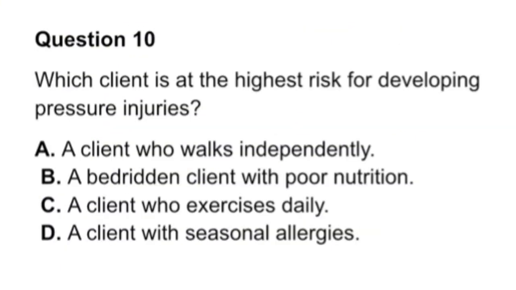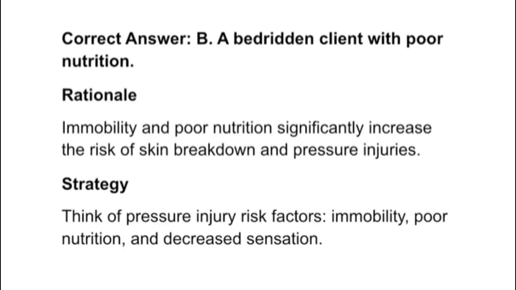Question 10. Which client is at the highest risk for developing pressure injuries? A. A client who walks independently. B. A bedridden client with poor nutrition. C. A client who exercises daily. D. A client with seasonal allergies. Correct answer, B. A bedridden client with poor nutrition. Rationale. Immobility and poor nutrition significantly increase the risk of skin breakdown and pressure injuries. Strategy. Think of pressure injury risk factors. Immobility, poor nutrition, and decreased sensation.